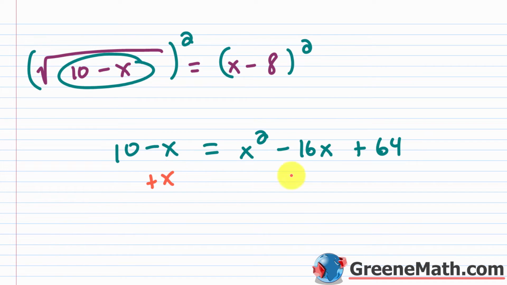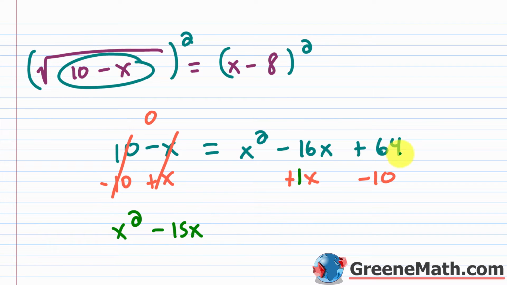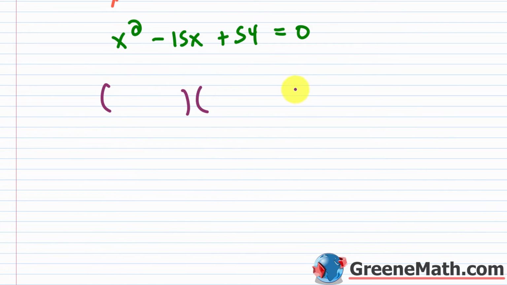So I'm going to add x to both sides of the equation. Let's cancel this away. Let's subtract 10 from each side of the equation. Let's cancel this away, so this side is 0. I'm going to flip this around because I like my variable on the left. So this is x squared, and then negative 16 plus 1 would be negative 15, so this is minus 15x. And then 64 minus 10 would be 54, so plus 54, and this equals 0.